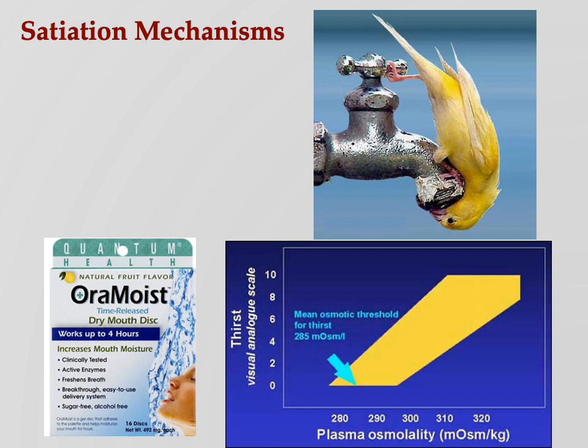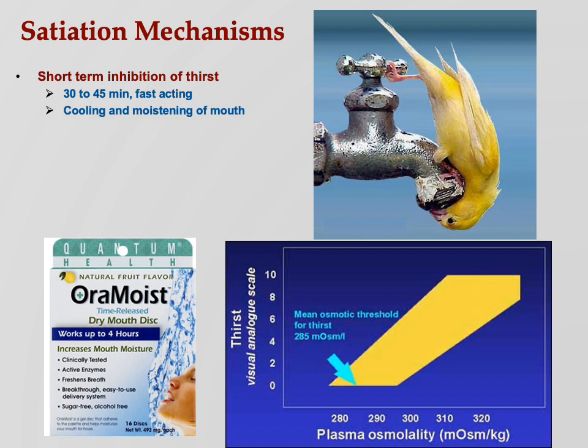Satiation. So given that you've been thirsty and you're drinking now, how do you know when you've had enough? That's a satiation mechanism. Well, short term, there are a couple of ways. These are quick acting, within 30, 45 minutes. Simply cooling and moistening the mouth will fool your hypothalamus into temporarily thinking, okay, we're going to be okay.